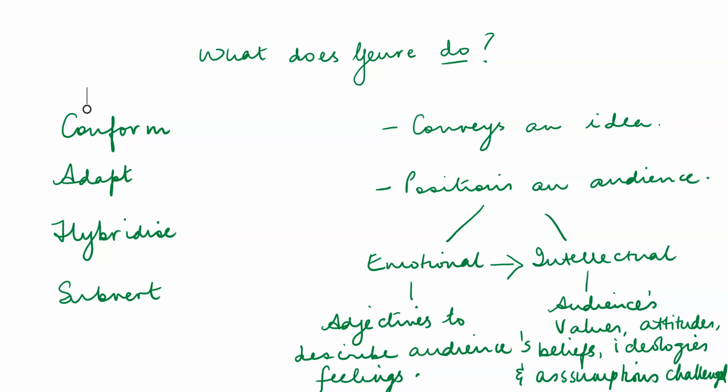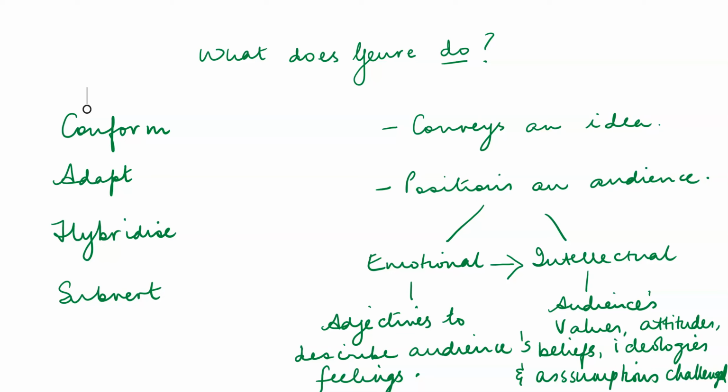Let's have a look first at how a text conforms to a genre to convey an idea. We can look at Harry Potter again. And in Harry Potter, the Bildungsroman genre conveys that growing up means taking responsibility for ourselves and others. So that's an idea conveyed by a text conforming to a genre. If we look at adapt, Maleficent adapts conventions of the fairy tale genre to allow us to question our attitudes to people whom we judge without knowing.